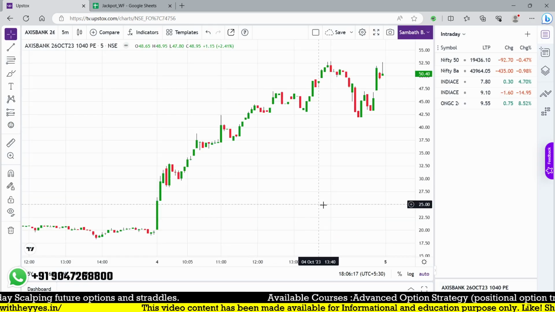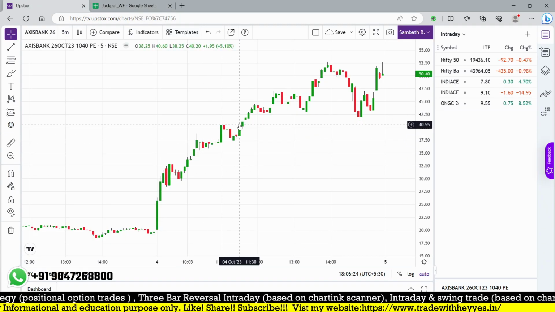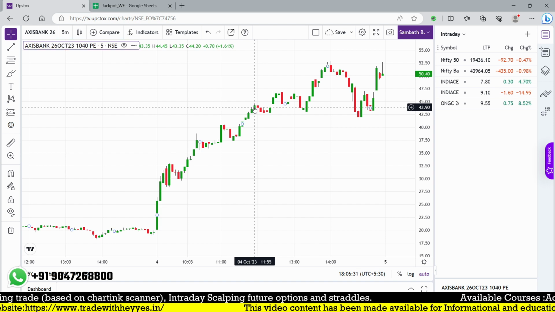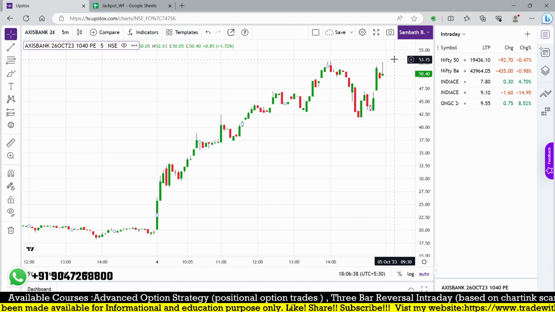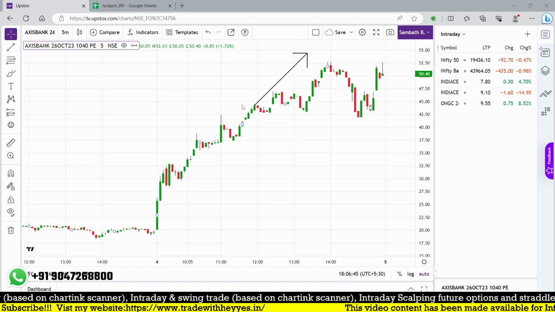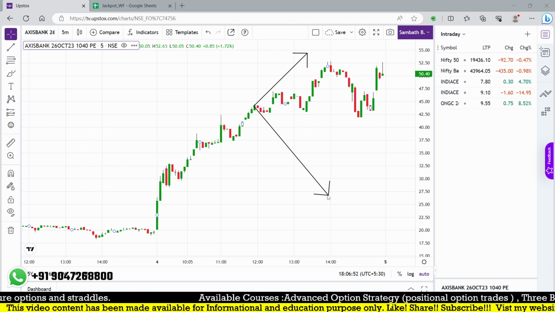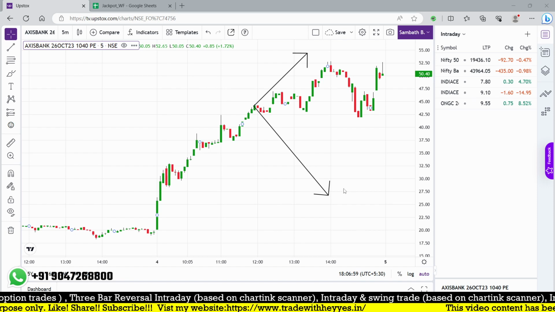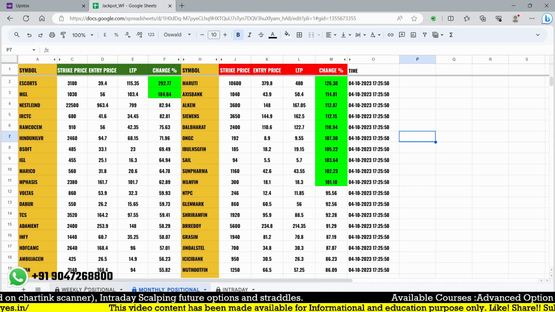1040, my entry point should be around 43.9. Around 11:55 to 12 o'clock we got an opportunity, and after that it went up to 52, returned back to 43, and then bounced back. It is a positional trade. We know where to keep the stop loss and where to keep the target from this entry point, based on this strategy, and it is positional, not for intraday. Intraday is an entirely different concept, and monthly and weekly positional is a different concept.